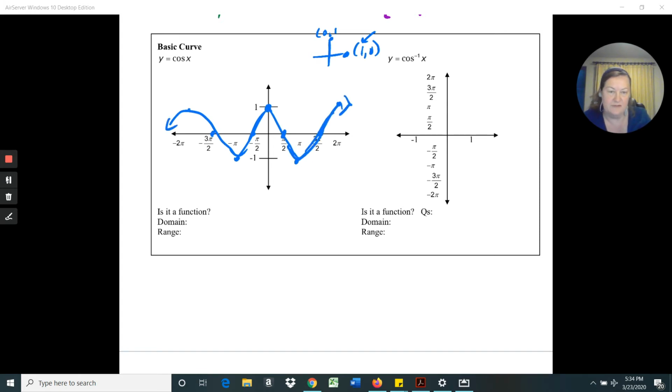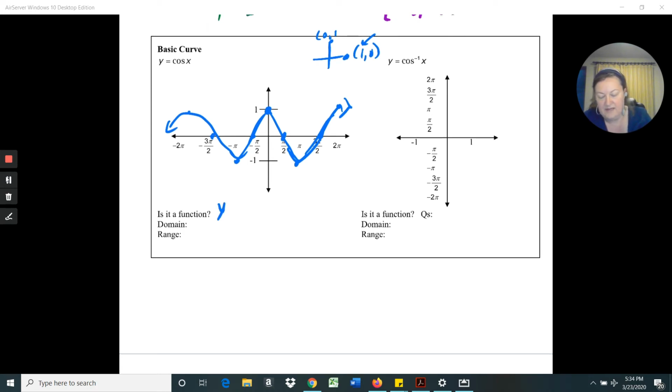So is this one a function? Well, yes, I could go anywhere and draw a line and it would pass the vertical line test. Its domain is everything, all real numbers from left to right. Its range, again, only goes from -1 to 1, and it does actually hit those points, so we get brackets. Okay, so now we're going to go over here and look at this one.